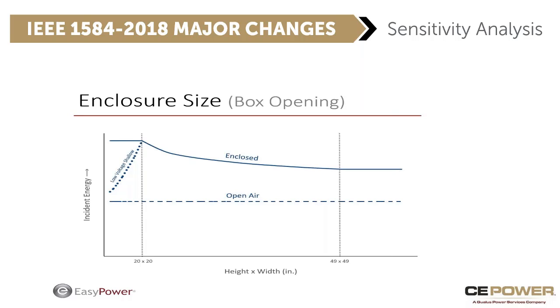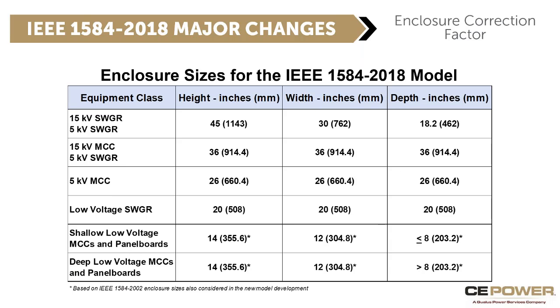What does this mean for the user, the people doing the studies? How do we need to think about this and control for this when we do our data collection or our analysis? Well, the 2018 model has some standard enclosure sizes that they use for testing. And the good news here is that in the software, if you correctly select the equipment type, whether it be an MCC or switchgear or panel board, the software is going to default it to the values that you see there in the table. And those tend to be good.